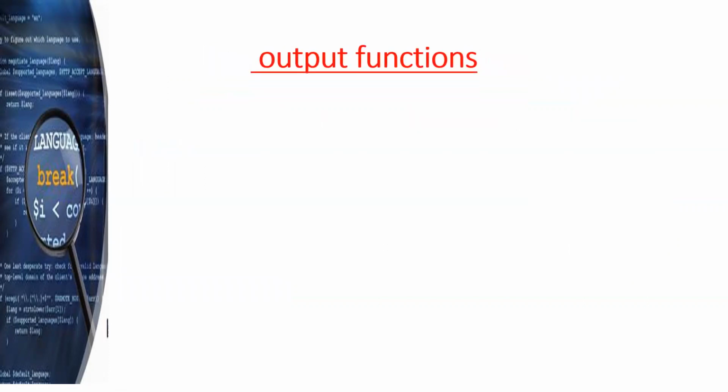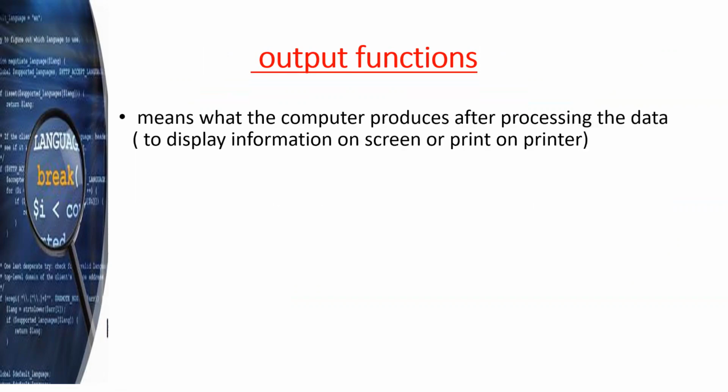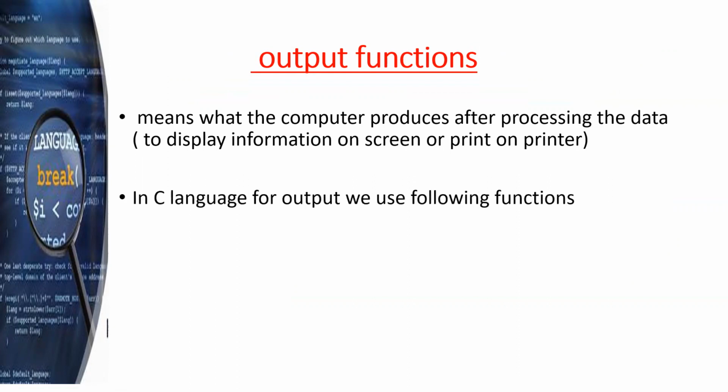The first thing is output functions. Output functions display what the computer produced after processing the data, to show information on screen or print on printers. In C language, for output, we use the following functions: printf, putchar, puts.